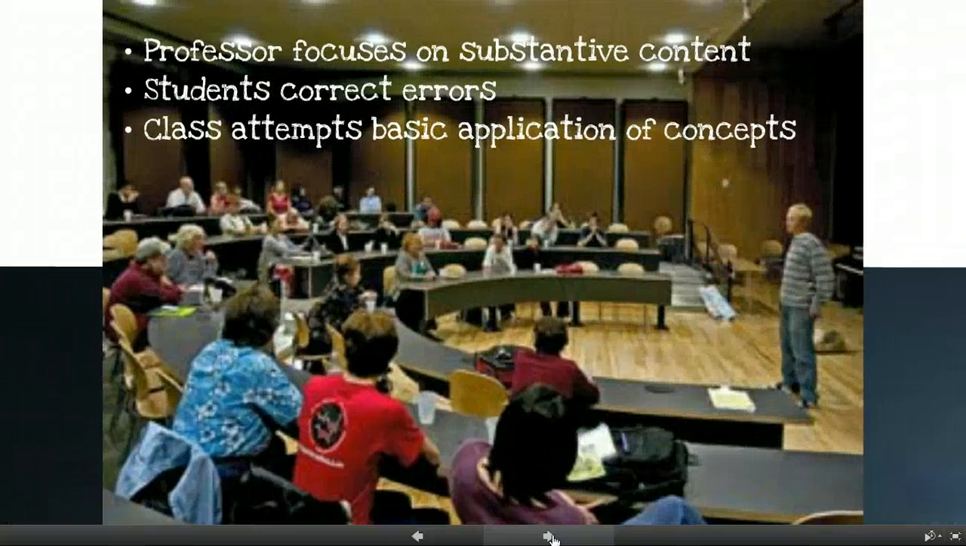Then in class, we find under the traditional method that professors focus primarily on delivering substantive content. You clarify any of the students' errors in understanding the law, making sure they have mastery of the basic legal concepts that you need for them to understand to master the course, and then you attempt basic application of the concepts generally to a series of hypotheticals. And so under the traditional approach, in summary, the student tries to engage with the material and digest it, think it through on their own outside of class, and then in class, the professor lectures or provides some sort of facilitation of the substantive content in the course.